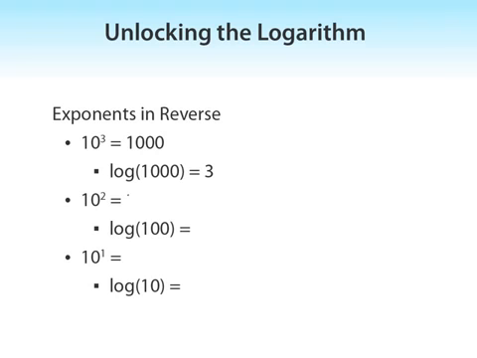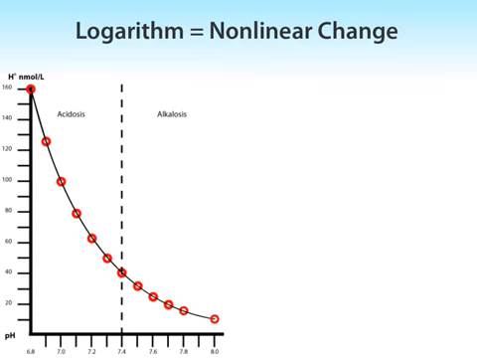10 to the second power equals 100. Therefore, the log of 100 equals 2. Finally, if 10 to the first power equals 10, the log of 10 equals 1. It is important to note that logarithmic values indicate exponential change. Because of its exponential nature, small changes in pH represent huge changes in hydrogen ion concentration.